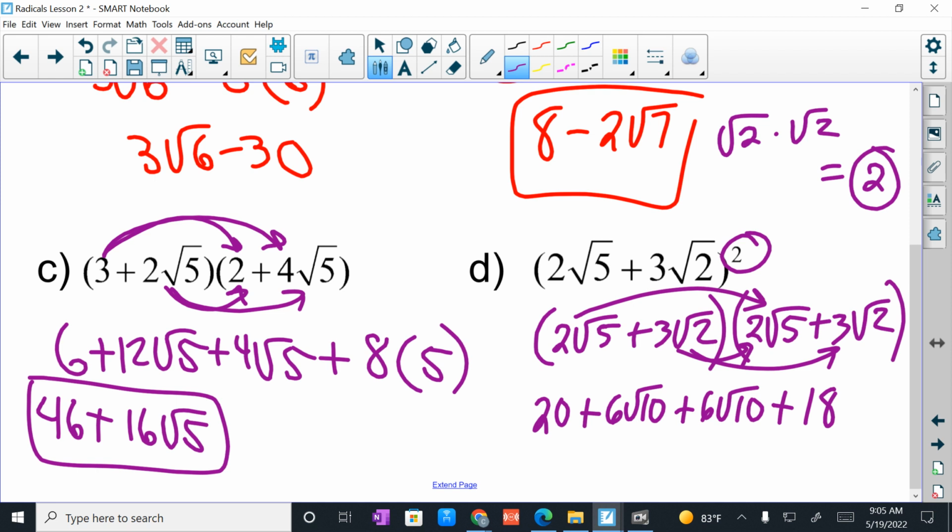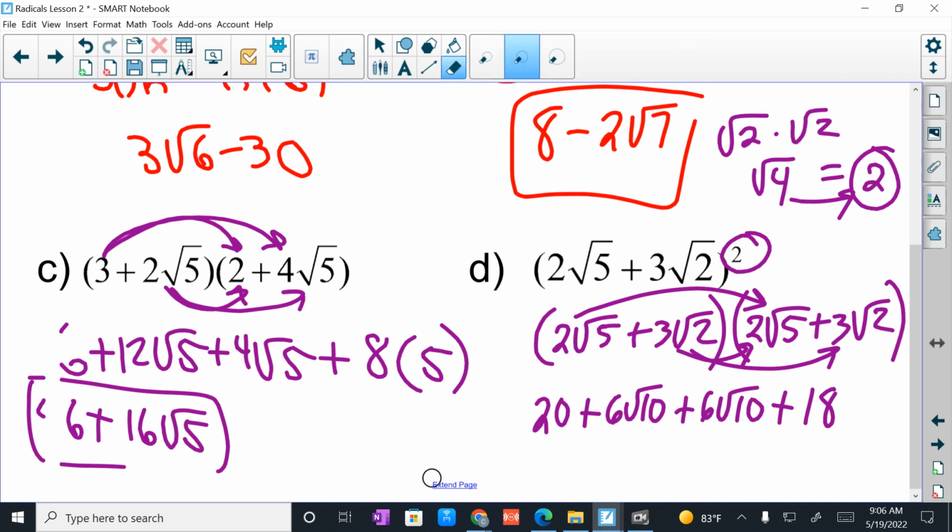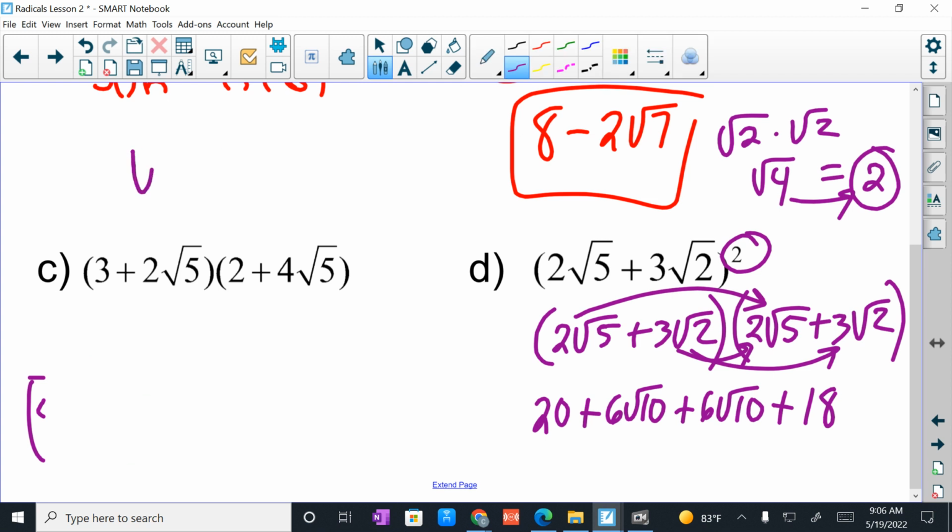Make your life easy. Why? Because square root of 2 times square root of 2 is square root of 4. What's the square root of 4? 2. It will always work that way. The square root of anything times the square root of itself will equal the radicand, always, 100% always. It's a good trick to know.